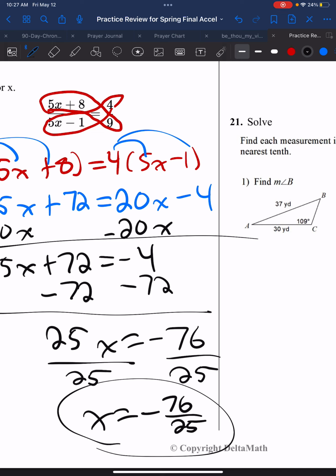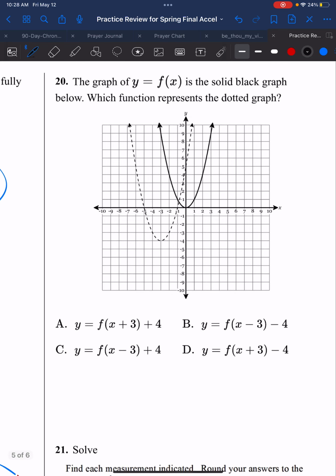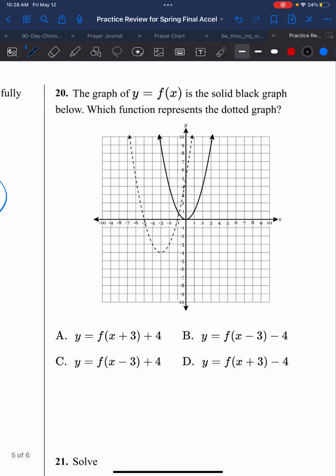Give me 1 second to check this. Check my math. -3.04 plus 8. 5 times -3.04 minus 1. Divide these. Yep, math checks out. And then we have 20, which is where the regular algebra final will end. The 4 problems that are additional on Excel will be in the next video.